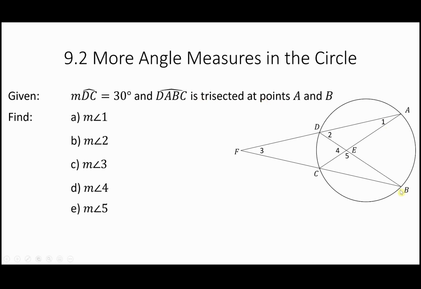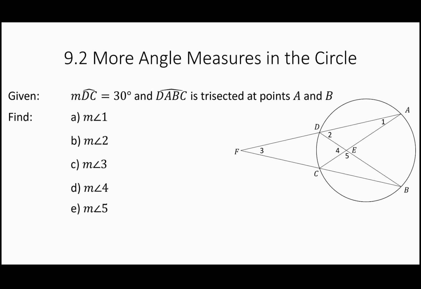Do we remember what the word trisect means? It means that the arc is being cut into 3 equal-sized pieces. So we'll use that along with the configuration of chords and arcs and all of these different things that are happening here, inscribed angles and the like, in order to find all of these different measures.